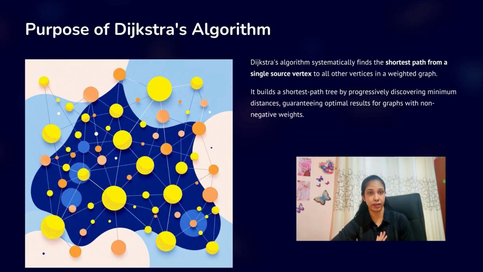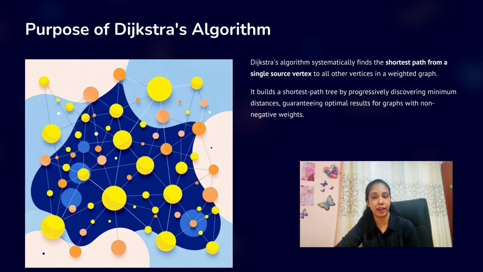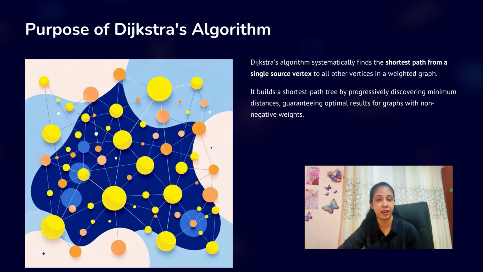Purpose of Dijkstra's algorithm. The main purpose of Dijkstra's algorithm is simple. It finds the shortest path from one source vertex to other vertices in a weighted graph. The algorithm guarantees optimal results as long as all edge weights are non-negative.